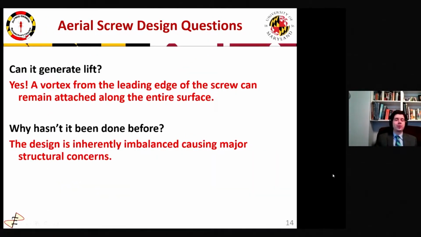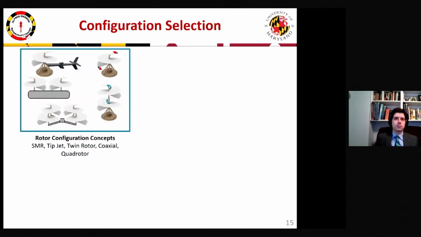And so now we've answered our critical questions for the aerial screw. Yes, it can generate lift, and this is through a vortex that stays attached to the upper surface. But the rotor is inherently imbalanced, which causes major structural concerns that need to be addressed. I'll address our solution to this problem in a later slide, but at this point, we have enough information to start the design of our vehicle.